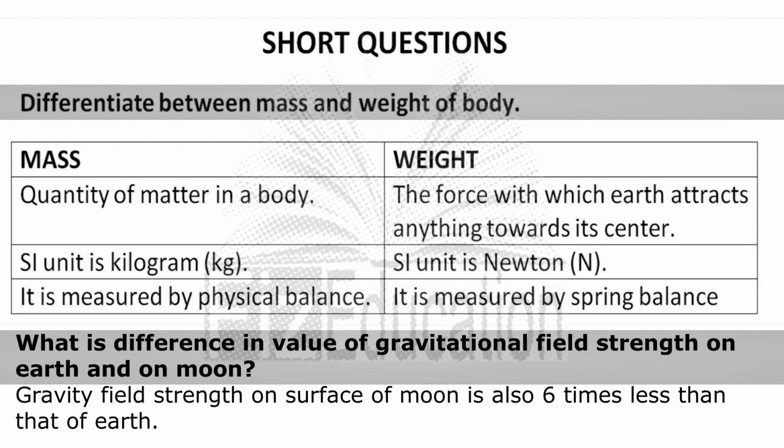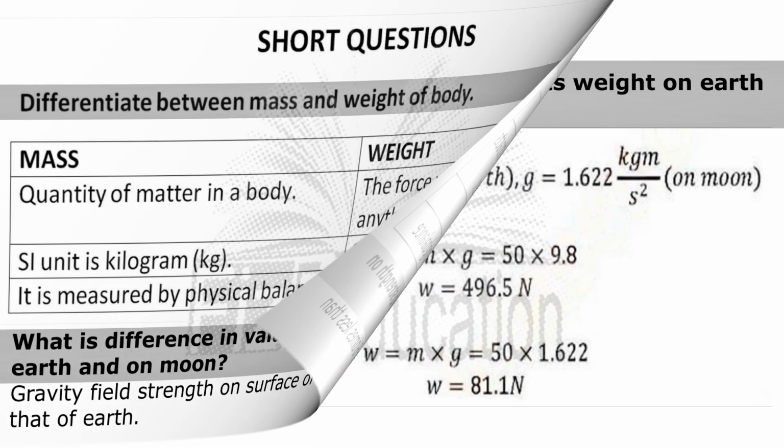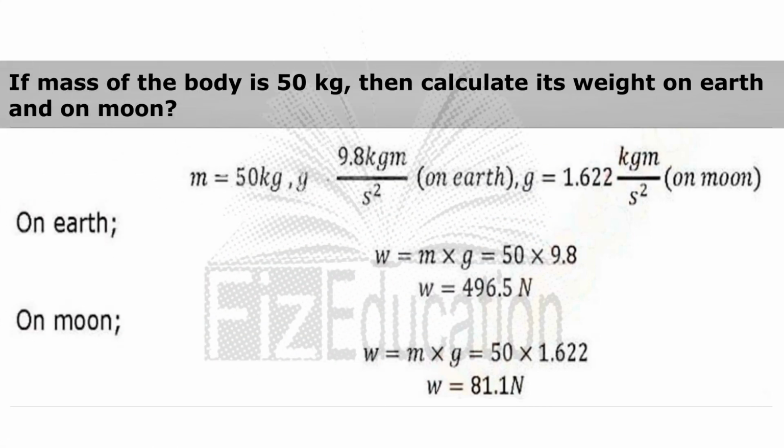What is the difference in value of gravitational field strength on Earth and on Moon? Gravity field strength on the surface of the Moon is 6 times less than that of Earth. If the mass of the body is 50 kilograms, then calculate its weight on Earth and on Moon.